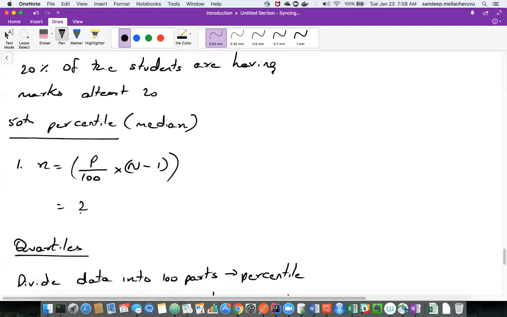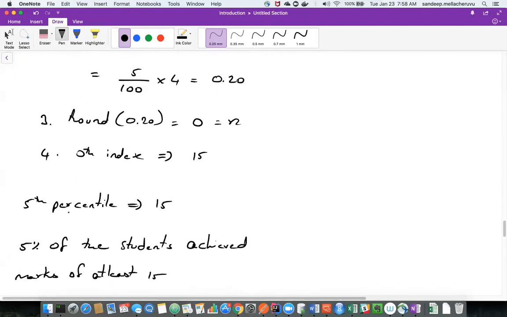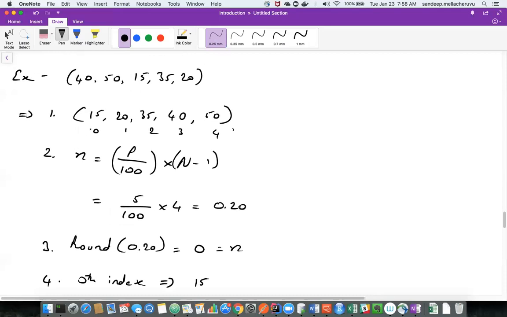Okay. First quartile of this data. How much will be the first quartile? 20. Okay, let me calculate. 1 by 4 into 5 minus 1, right? Which is 4, which is 1. Yeah, 20. You're right.